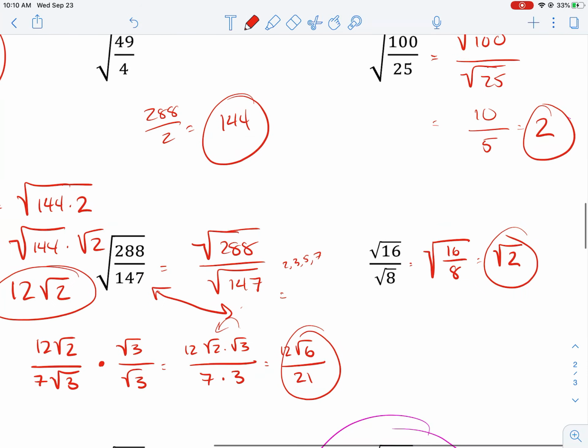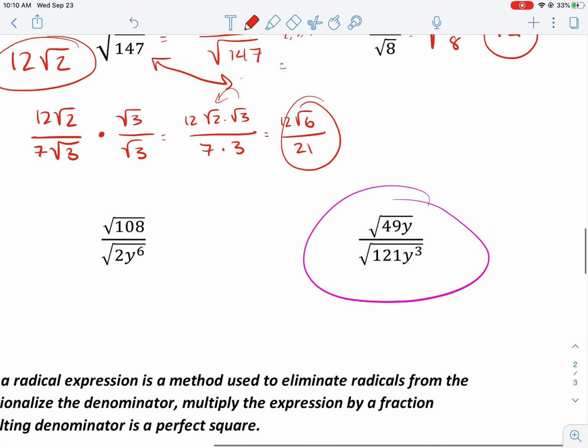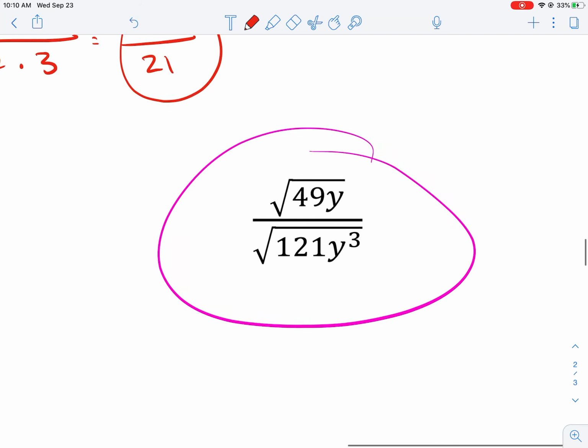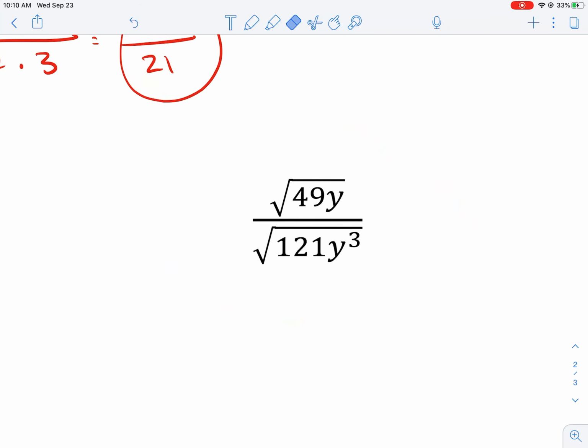Done with that one. Let's take a look at this one down here. Okay, the square root of 49y divided by the square root of 121y cubed. What I'm going to do first is separate this 49, this y, this 121, and that y cubed. The reason why I did that is because these are perfect squares.